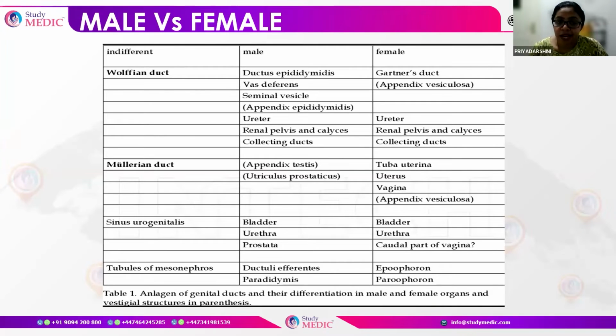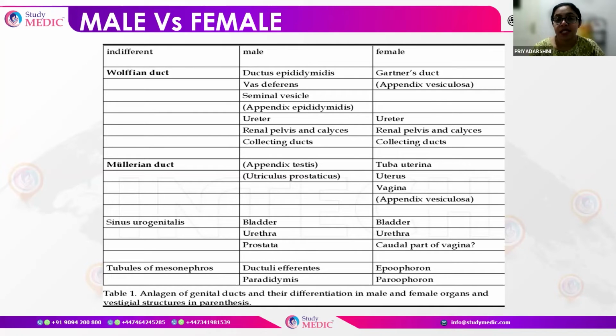Coming to the next duct, which is the Mullerian duct, also called the paramesonephric duct. This is of importance in the female reproductive tract. Now, what are the structures that are being formed? They are your fallopian tubes, the tuba uterina, the uterus, and part of the vagina. The appendices that are seen in the male are the appendix testis and the utriculus prostaticus.